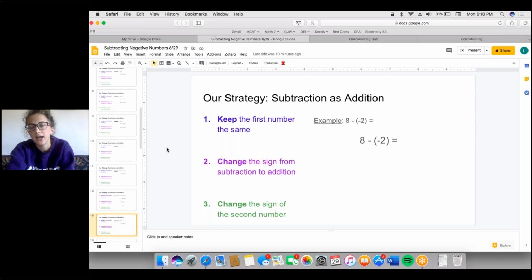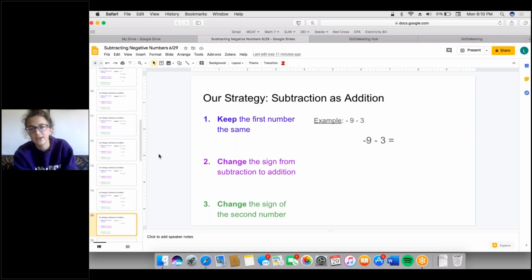Here's another example. I have 8 minus -2. I'm going to use keep, change to keep the first thing and change the next two. And I simplify that to 8 plus 2, which equals 10. So what we see here in this pattern is that subtracting a number is the same as adding its negative. So the negative of -2 is actually a positive 2.